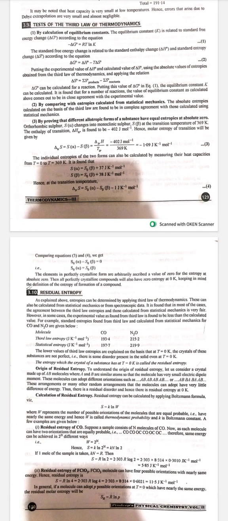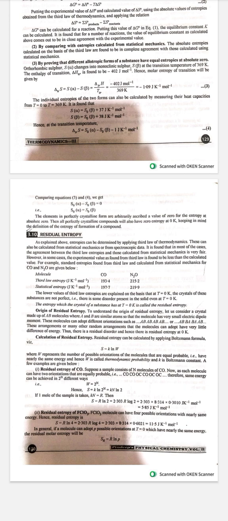Tests of the third law of thermodynamics: first, by calculation of equilibrium constants; second, by comparing with entropies calculated from statistical mechanics; third, by proving that the different allotropic forms of a substance have equal entropies at absolute zero. Residual entropy: as explained above, entropies can be determined by applying the third law of thermodynamics. These can also be calculated from statistical mechanics from spectroscopic data. In most of the cases the agreement between the third law entropies and those calculated from statistical mechanics is very fair. For example, standard entropies found by the third law and calculated from statistical mechanics for CO and N2O are given below.